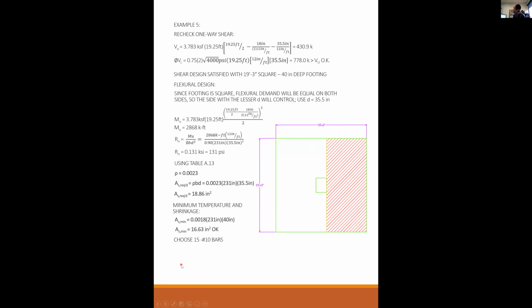If I go with number 10 bars, then I can use 15 number 10s. The area of a number 10 is 1.27 inches squared, which I looked up in the table. And so 15 times 1.27 inches squared is 19.05 inches squared, greater than 18.86. So I'm done, right? Call it a wrap, say it's done.